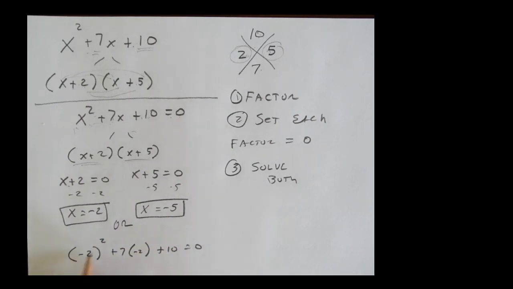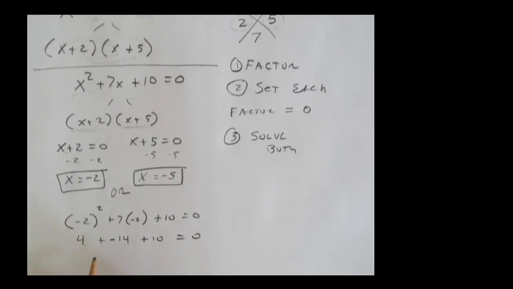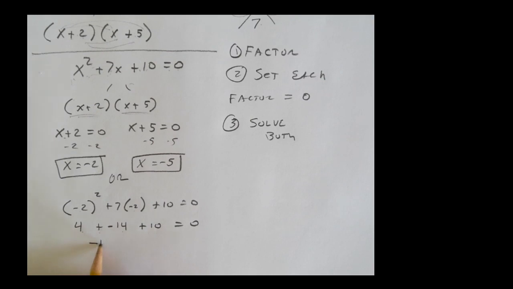If you do this math, -2 squared is 4, plus -14 plus 10 equals 0. 4 plus -14, whoops, is -10, plus 10 equals 0. And it would work for -5 too. So that's how we solve these.